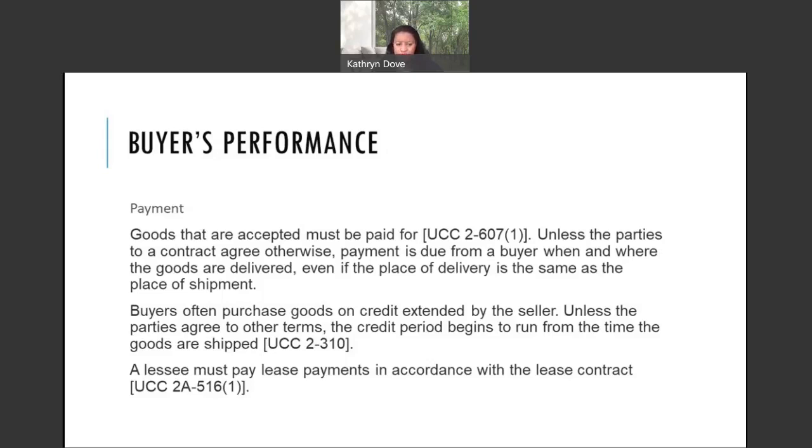Buyers often purchase goods on credit extended by the seller. Unless the parties agree to other terms, the credit period begins to run the time the goods are shipped. A lease. The lessee must pay lease payments in accordance with the lease contract. That's in UCC Article 2A, Rule 516.